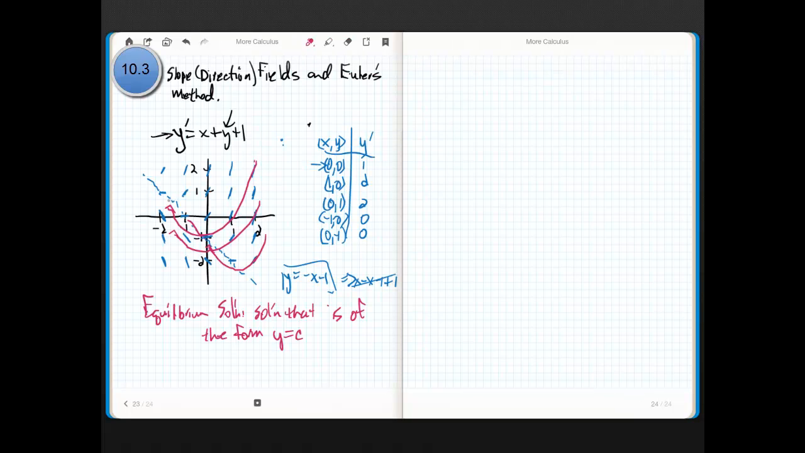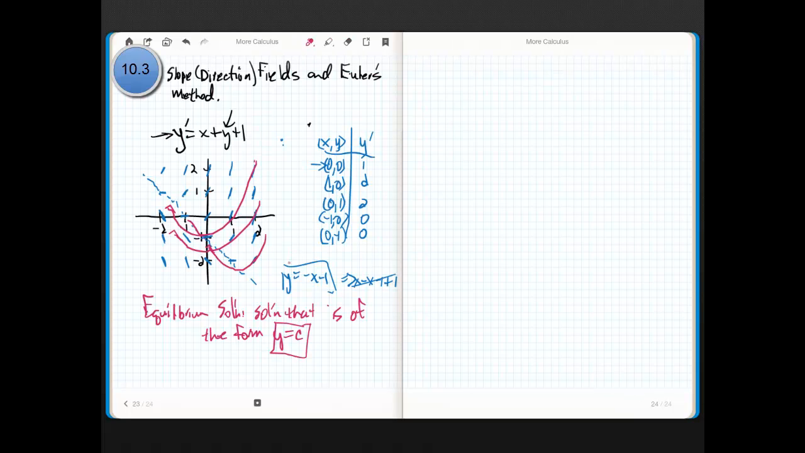Well, you may say, well, Ripley, along this y equals negative x minus 1, they're all the same direction. Yeah, but they're not all horizontal. So we don't have a horizontal solution or a y equals c solution, which is kind of interesting. Remember what those equilibrium solutions did from section 7.1.